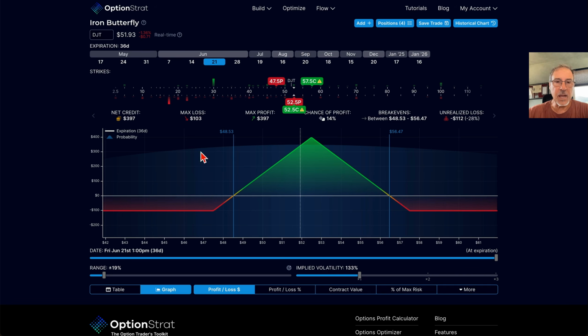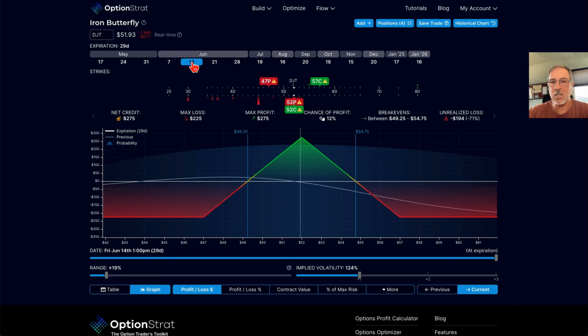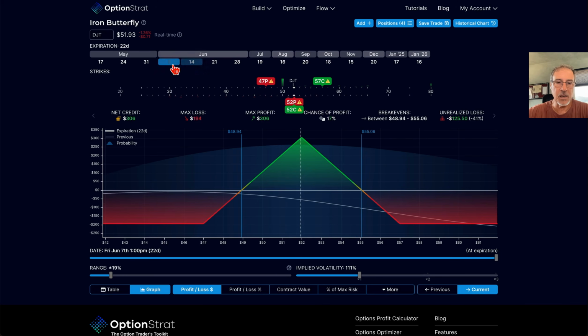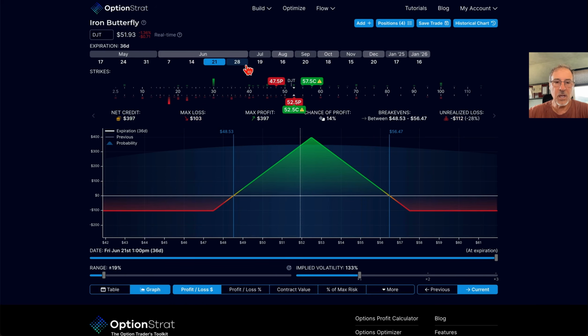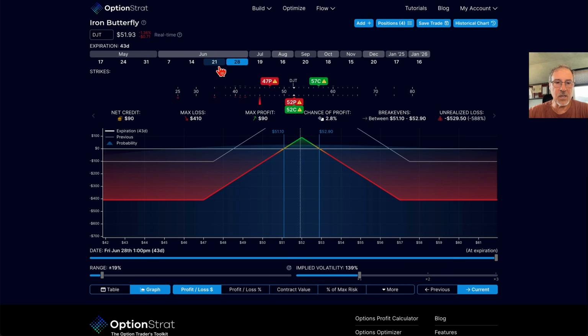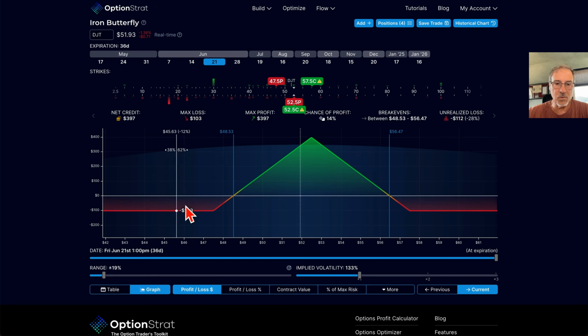When you have something like that, what I do is I go in and I'll look at, in this case, DJT. I came and I clicked on different expirations. This is where OptionStrat is so great. I can literally in a split second click through a bunch of expirations and see that of all these expirations, for whatever reason, June 21st here looks like it's the one that has the best reward to risk ratio. So that's a starting point, is to see what that looks like.